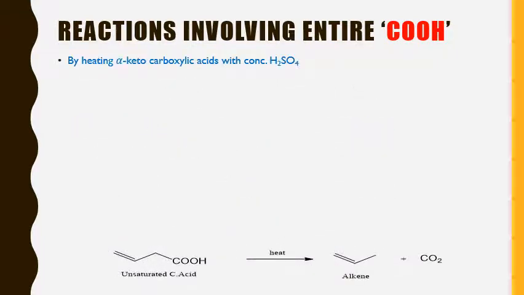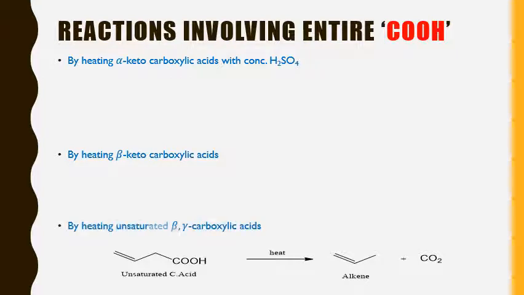You can also have the removal of carbon dioxide by heating alpha keto carboxylic acids with concentrated H2SO4, by heating beta keto carboxylic acids, and also by heating unsaturated beta and gamma carboxylic acids. So there are many ways in which the reactions of COOH involve the entire COOH, where you can find the removal of carbon dioxide.